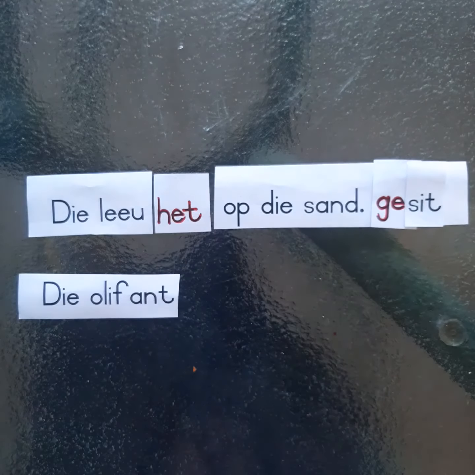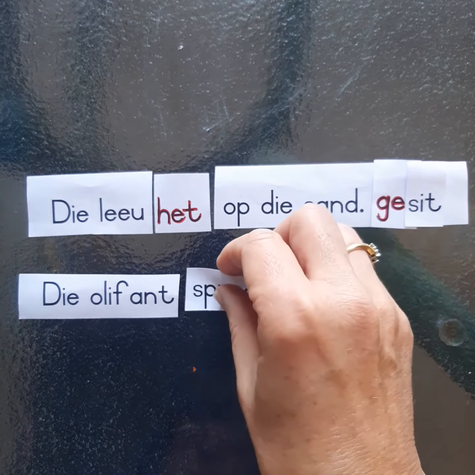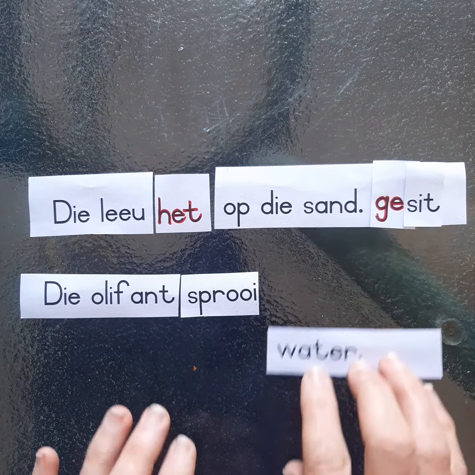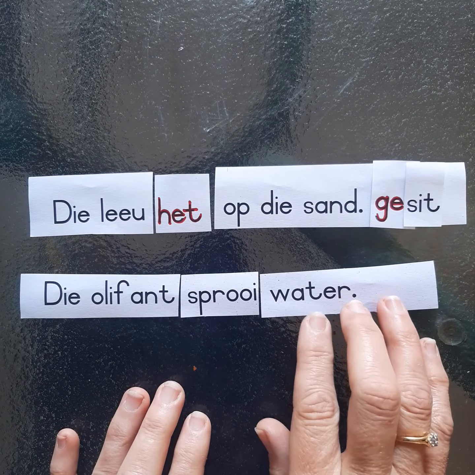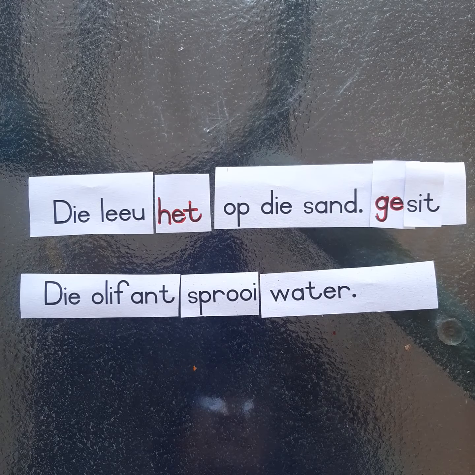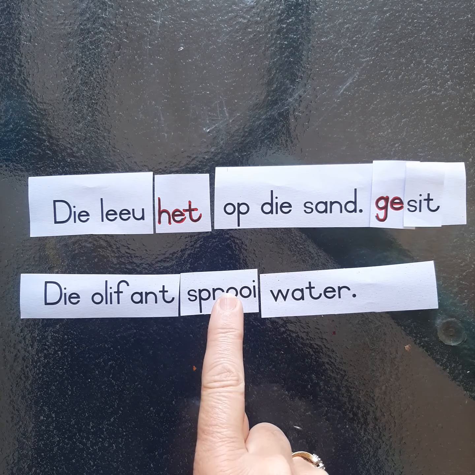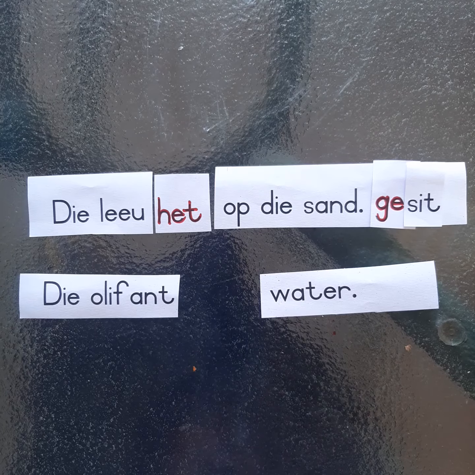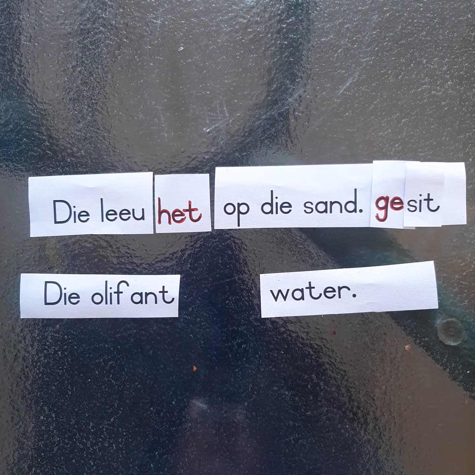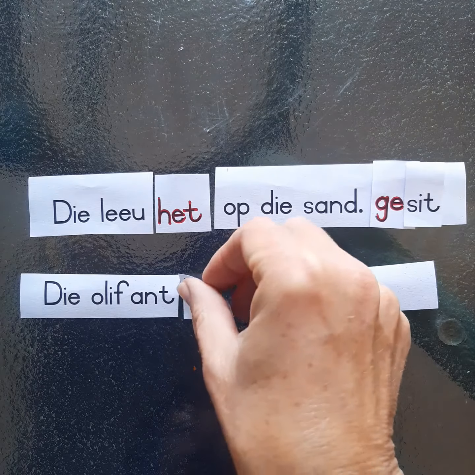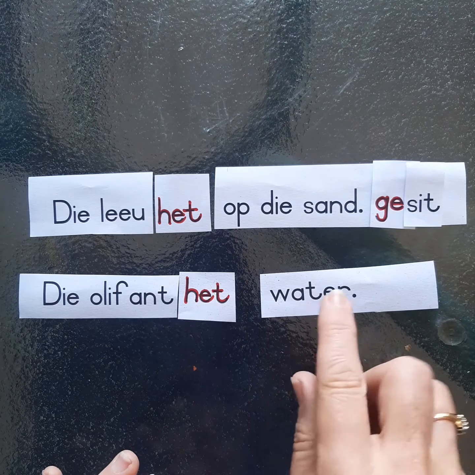Let's have a look at another sentence. We're going to do die olifant sproei water. What does that mean? The elephant sprays water. Die olifant sproei water. What did the elephant do? What is the verb? Sproei. So we're going to take the verb out again. And what are we going to put in place of the verb? We're going to put het again.